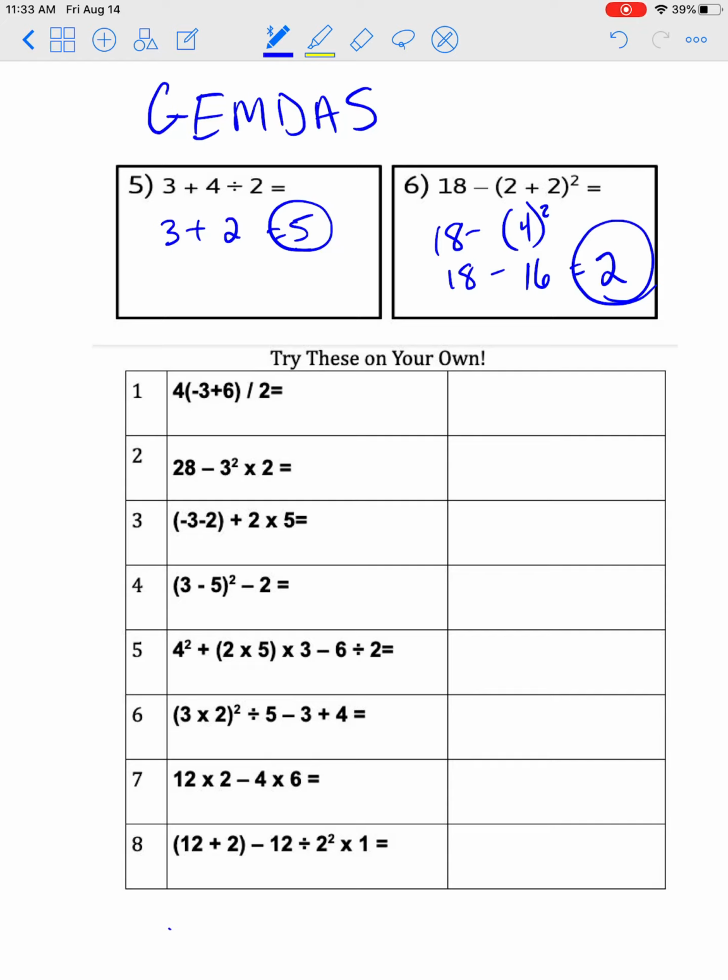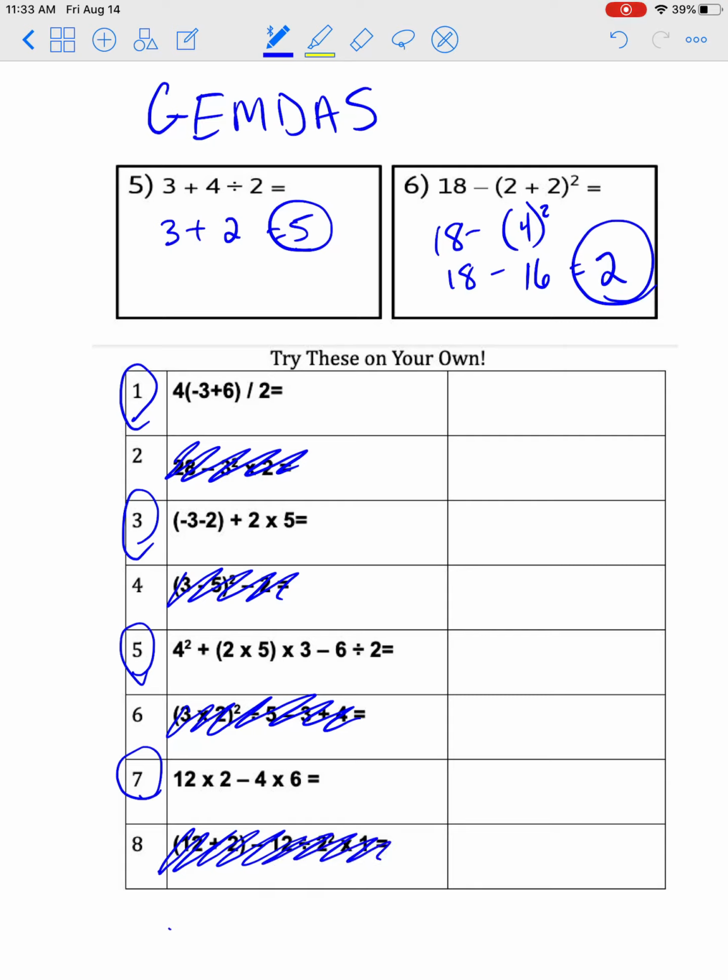Now, in the essence of time, I won't have you do all 8 of them. I'm going to have you do number 1, number 3, number 5, and number 7. Just do the odd numbers, okay? So I'm going to scribble these out for now. If you want to do these later, that's fine. But just for time's sake, so you don't have to watch a super long video, we're just going to do those 4. So pause the video, take a second, try them on your own, and then unpause the video, and we'll go through them.